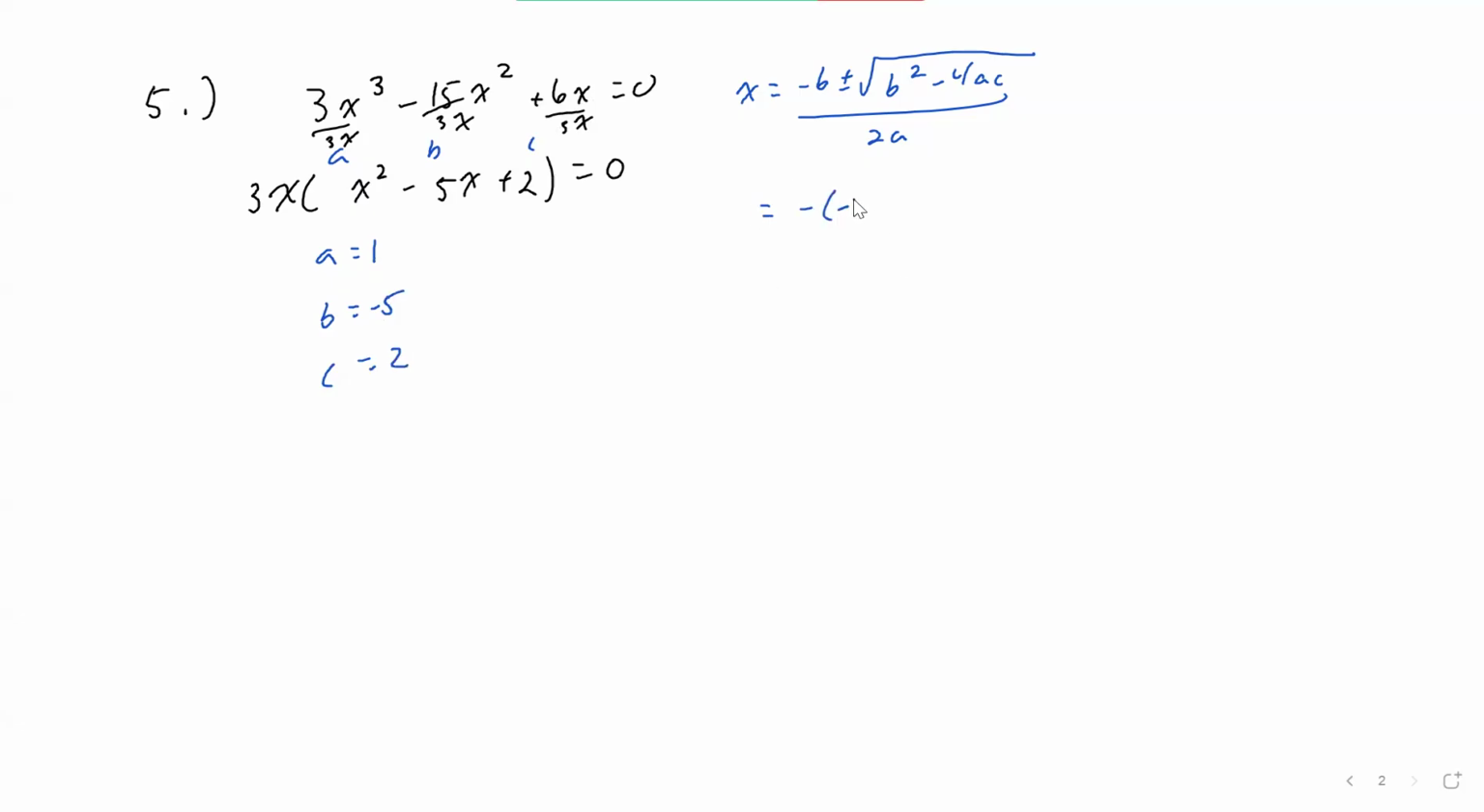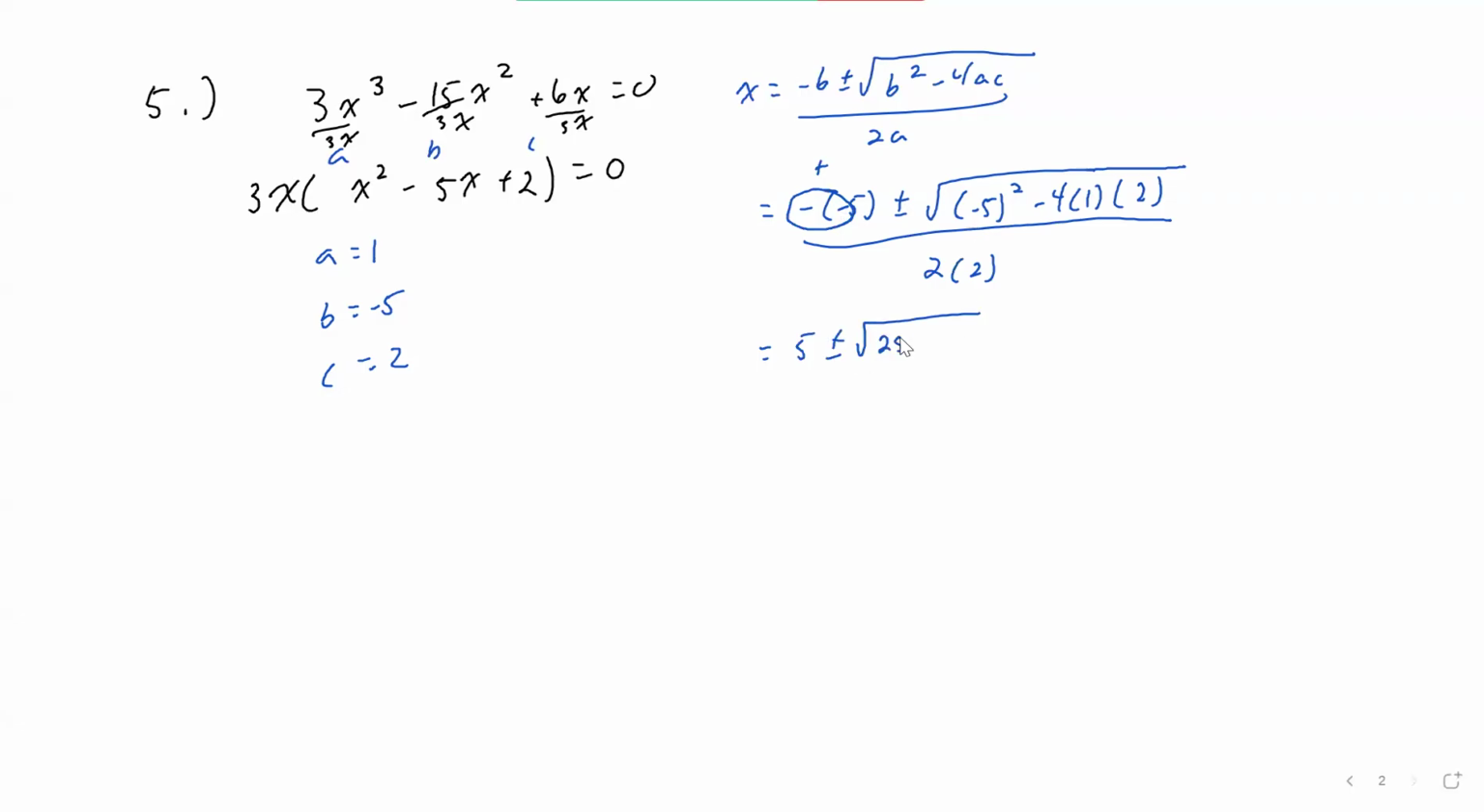So I get negative 5 plus or minus the square root of negative 5 squared minus 4 times 1 times 2, over 2 times 2. Two negatives make a positive, so I get 5 plus or minus negative 5 squared is 25 minus 4 times 1 is 4. 4 times 2 is 8. And then 2 times 2 is 4. And then 25 minus 8 is 17. And then that would be some of your answers.